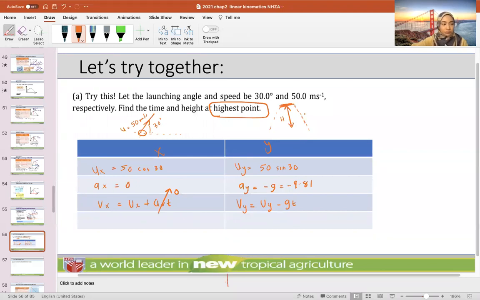Apa yang kena ingat? Anyone wants to help Khalida? Kenapa Khalida tak jawab? Khalida is missing. Equal to 0. Betul, V equals to 0, betul.